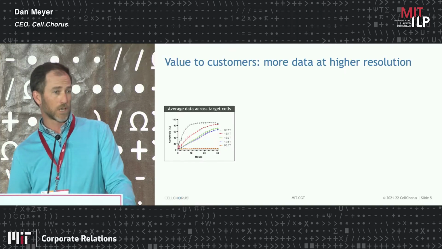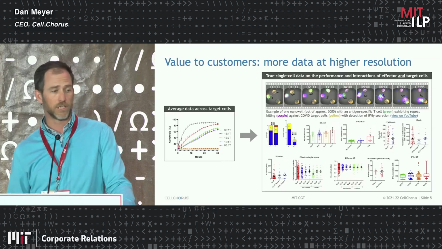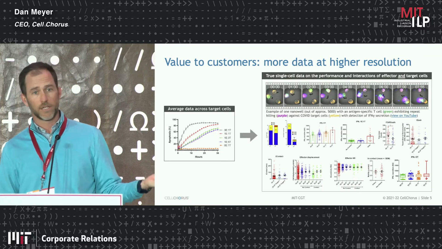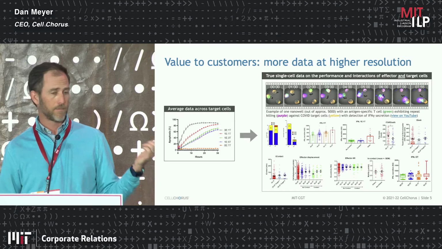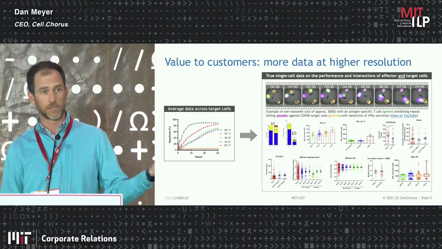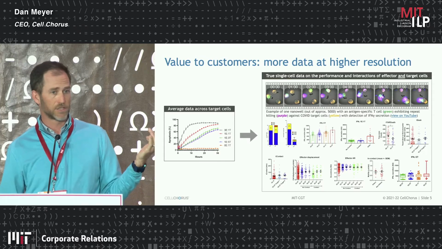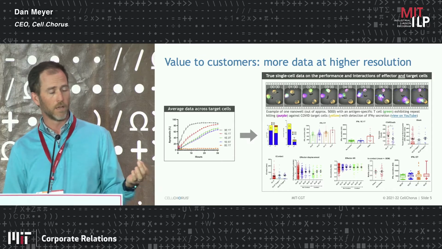So what that means for our customers is instead of getting average data across the entire population, they still get average data across the population with more readouts. They get data on subpopulations, for example, non-killers, killers, and serial killers. And then also detailed information on each cell or interaction in the well, along with example videos.